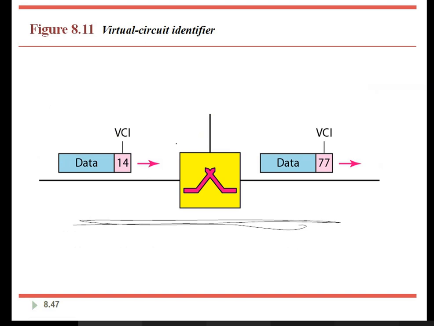So what exactly does this diagram tell? Whenever the data arrives at the switch, it has one VCI. When it leaves the switch, it has a different VCI. How will it come to know which VCI should be added to this data frame? For that, a routing table is maintained. It is going to add the VCI to this data frame and forward it to the next node. Is that clear?